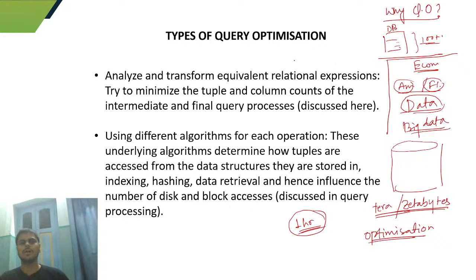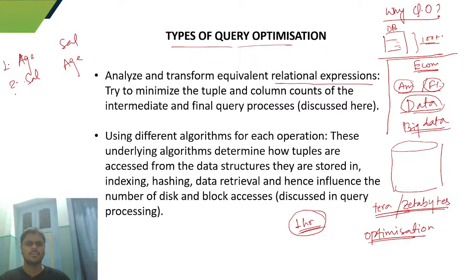And what are the types of query optimization we can do? First of all, we can analyze and transform the equivalent relational expression. In the previous example that I gave you, let's say first we have the age and then we have the salary, and in algorithm 1 and algorithm 2 we can just shuffle the salary and age part. So we are just analyzing and transforming the equivalent relational expressions. What is a relational expression?